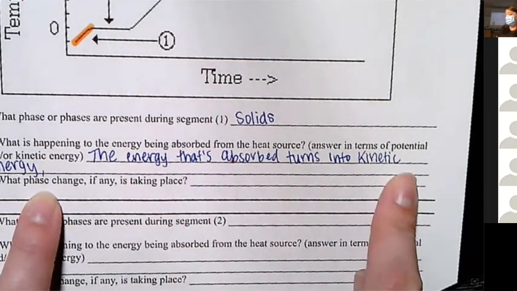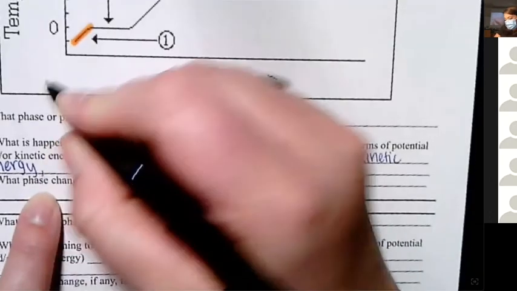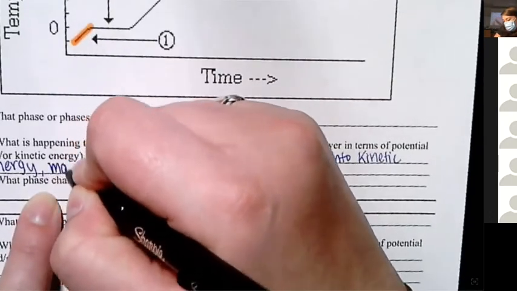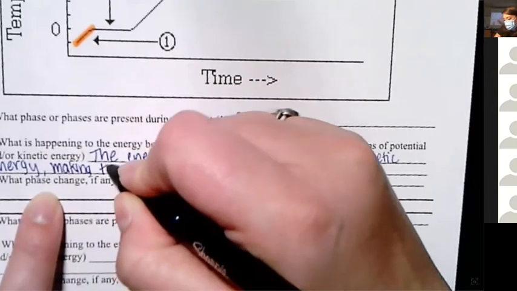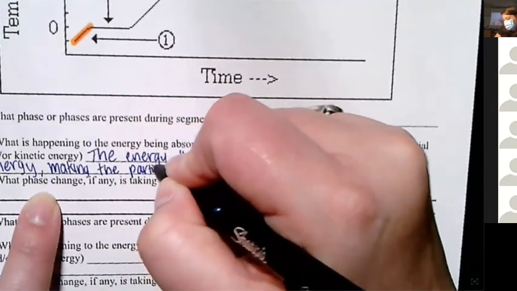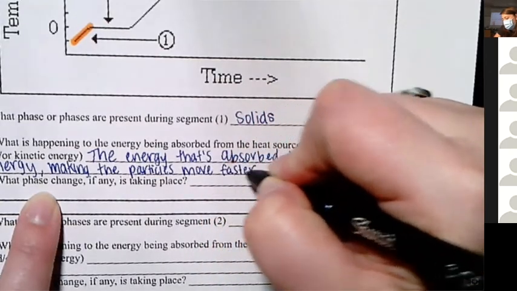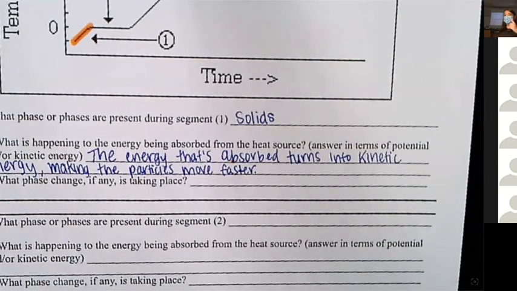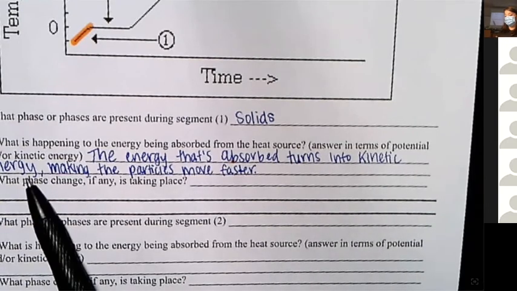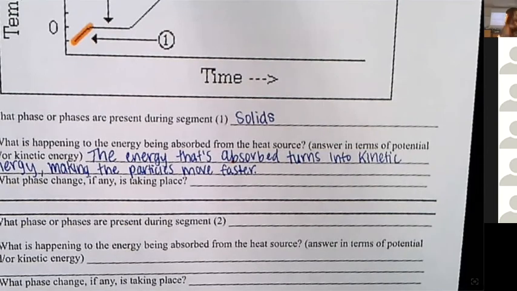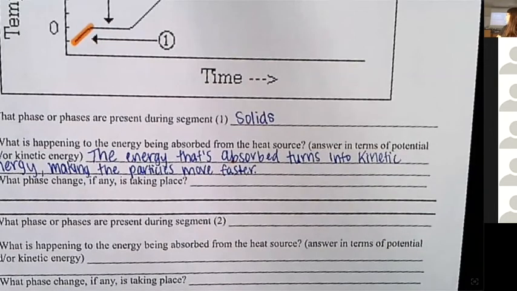Okay. The energy that's absorbed turns into kinetic energy, making the particles move faster. That's what happens. Anytime that the energy is going up, the temperature is going up, the energy is going to go up. So what's happening to the energy? It's being turned into kinetic energy, which makes the particles move faster. This sounds like a really great test question. Yeah. Uh-huh.